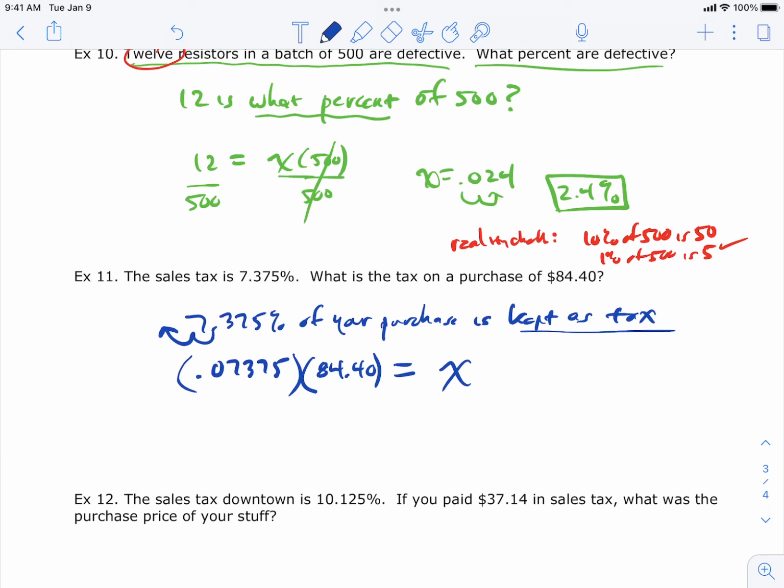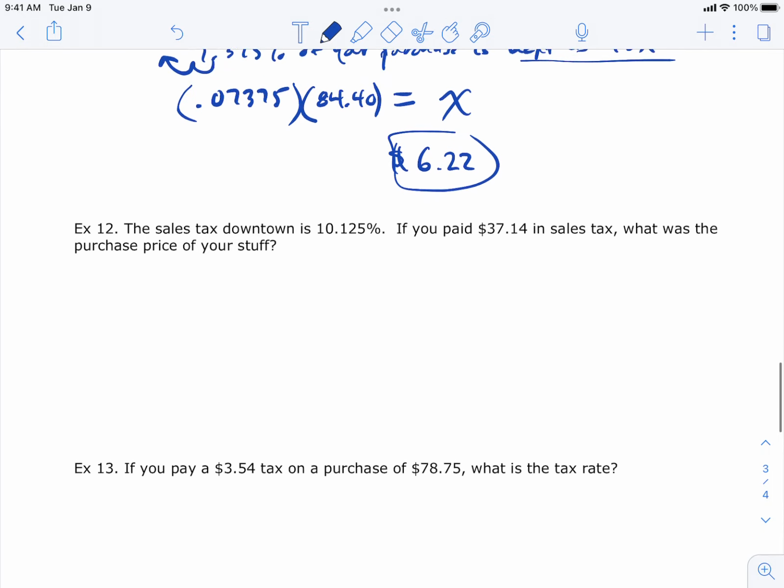So if you want to find the percentage of something, just make it into a decimal and multiply. 0.07375 is the decimal, times the 84.40 is the purchase. The tax comes out to about $6.22. Is that what I got before? Good, that's what I got before. So you can do tax things this way too.